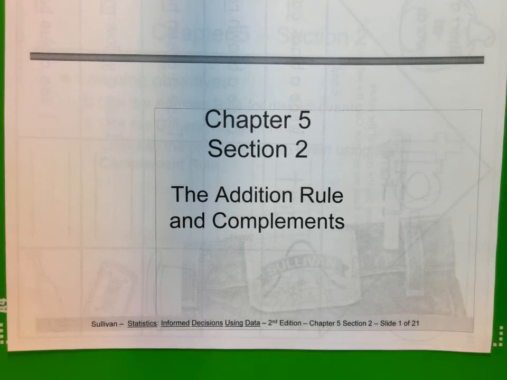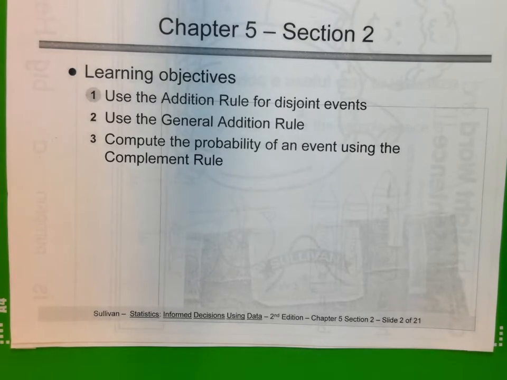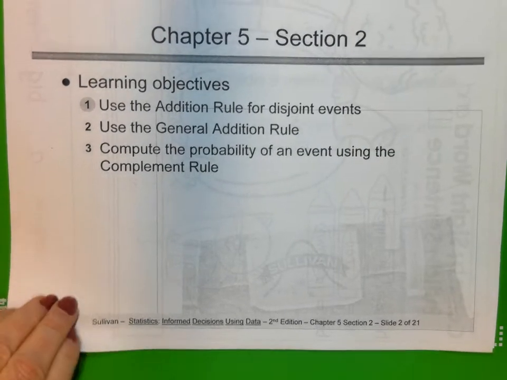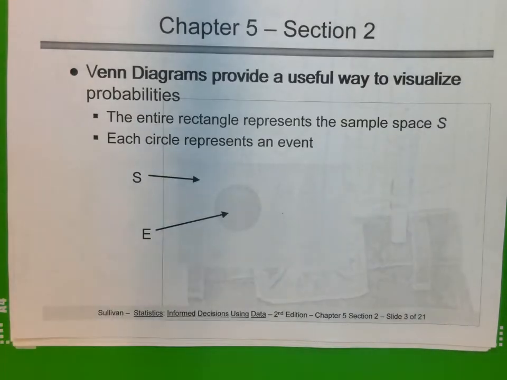Okay, in our last section, we talked about the different rules of probability. So we're going to dive into a specific rule called the addition rule, and then we're going to talk about complements at the end. So here we go. Use the addition rule for disjoint events is what we're going to study first, then the general addition rule, and then we're going to find the complements.